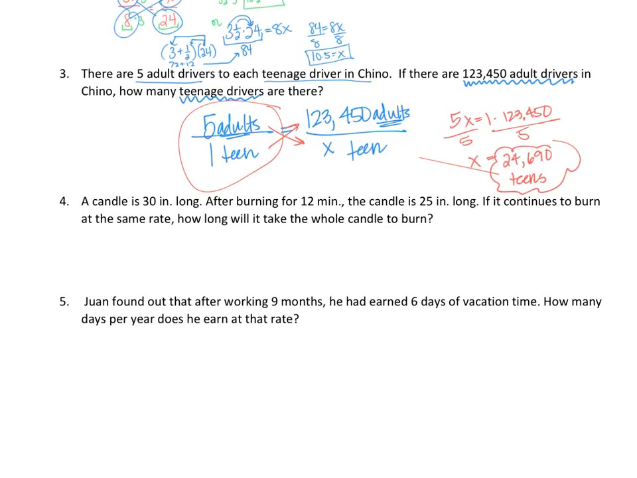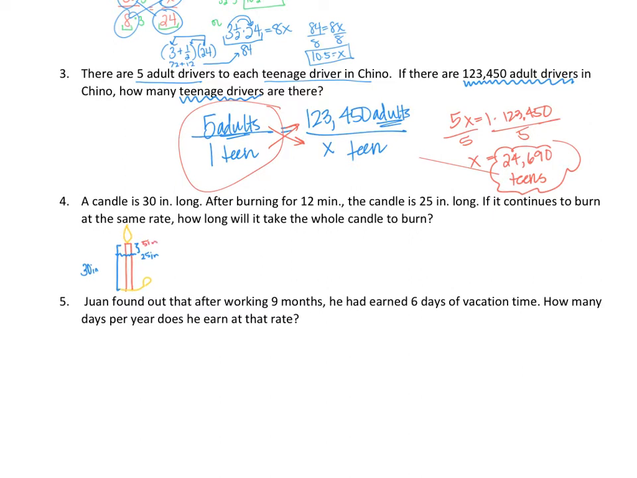All right, for number 4, we have a candle that's 30 inches long. So I like to kind of draw the situation here. So here's my candle. After burning for 12 minutes, so it's burnt for 12 minutes, I'm just thinking about, okay, after 12 minutes have passed, then it has lost some. It's now only 25 inches long. Actually, let's think about this. If this whole entire thing is 30 inches, we're talking about a moment in time when it's now only 25. So it's only lost a little bit. So in fact, we could say if it's 25 inches, then it's lost 5 inches.